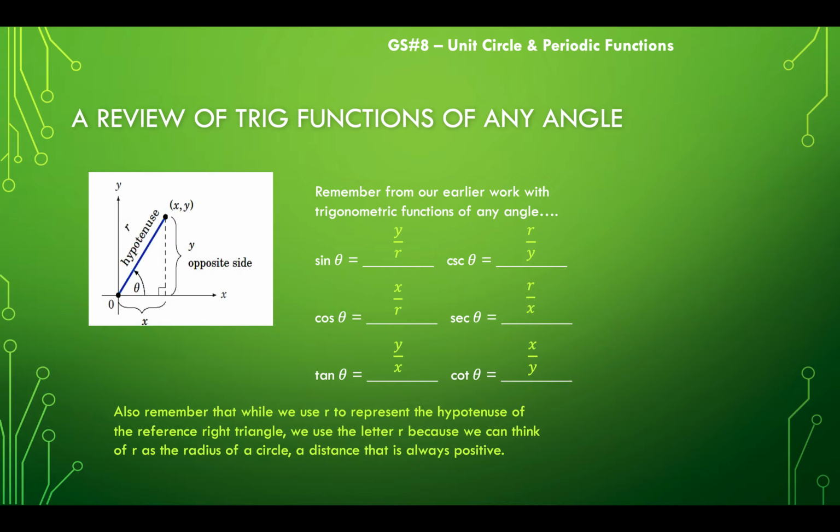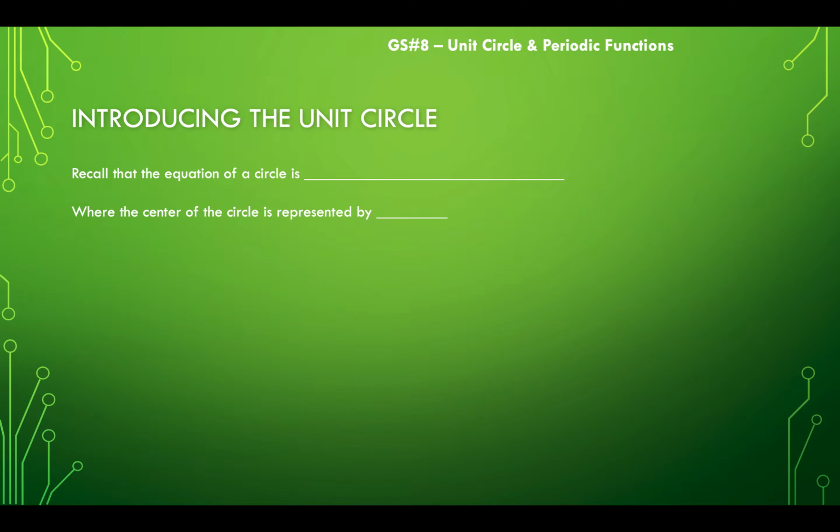Now remember that we used r to represent the hypotenuse of that reference right triangle, and we use the letter r because we can think of r as the radius of a circle. And if it's a radius, it's a distance, and it's always positive. All right, so now we're going to take this information and translate it into what we know to be the unit circle.